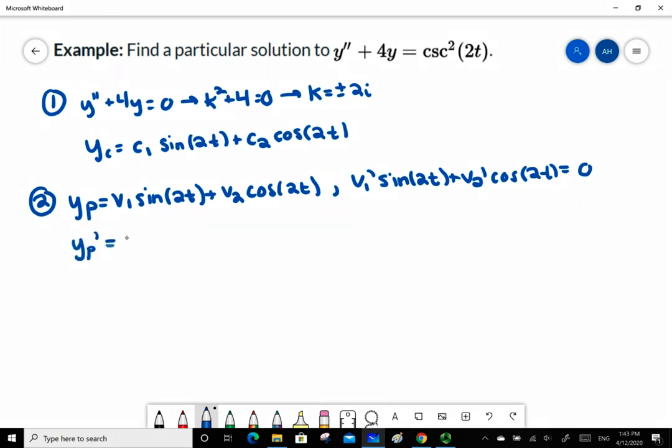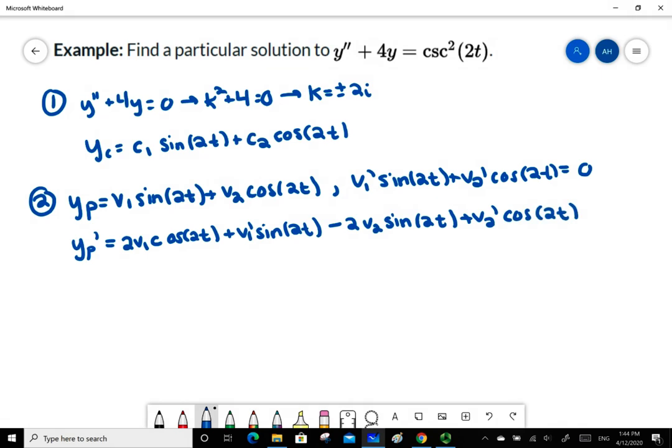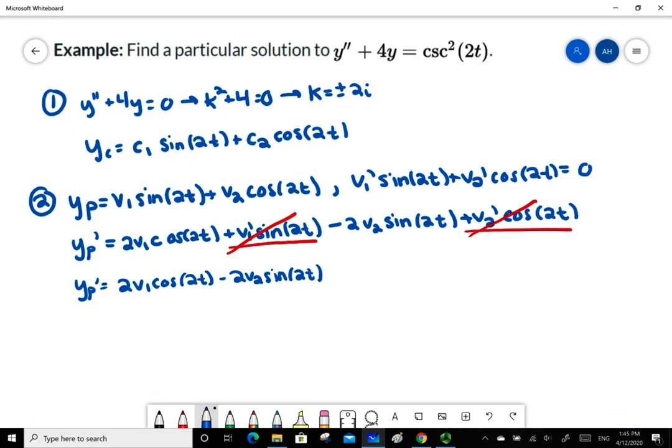yp' will be 2v1 cos(2t) + v1' sin(2t) - 2v2 sin(2t) + v2' cos(2t). Here we can apply the condition that v1' sin(2t) + v2' cos(2t) = 0 to simplify the first derivative before we find the second derivative. So yp' is just 2v1 cos(2t) - 2v2 sin(2t). The good news is that this always happens when finding the first derivative.